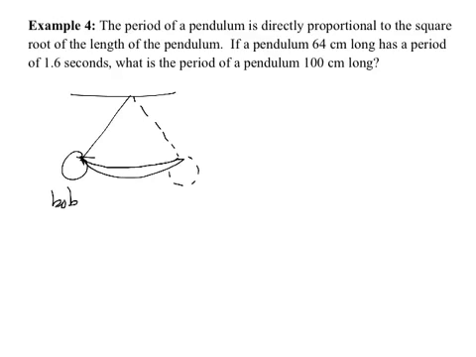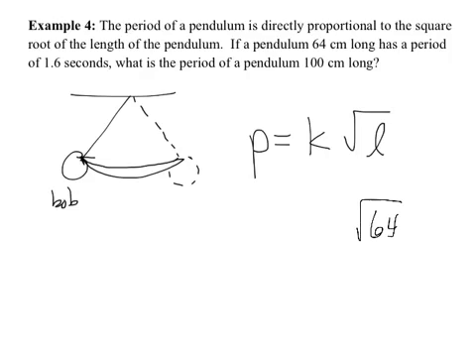We're told that the period is directly related or directly proportional to the square root of the length. That's what I would write. So again, the period is directly proportional to the square root of the length. Now we know that if a pendulum is 64 centimeters long, has a period of 1.6 seconds, figure out what the period is of a 100 centimeter long pendulum.